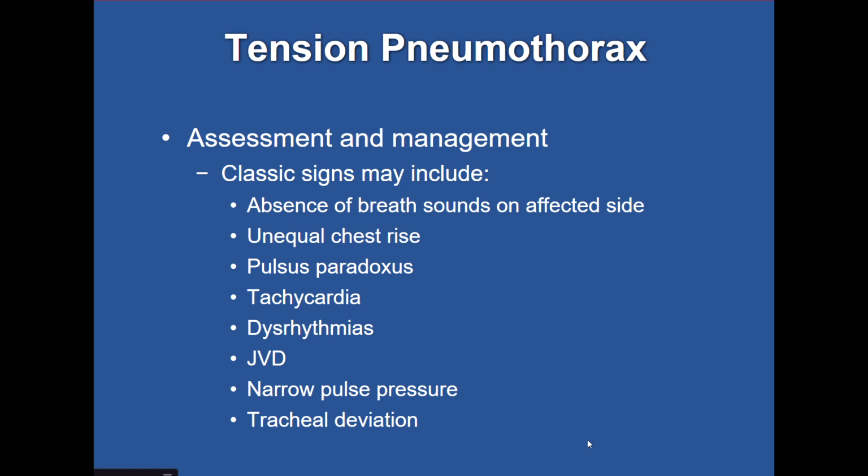Typically they have tachycardia as they're trying to compensate for their lack of oxygen. It can cause them to go into dysrhythmias as the heart becomes hypoxic. And you may see JVD, especially if there's no other bleeding involved. If there's other bleeding somewhere, then you may not notice the JVD because of the blood loss and the low BP. Pulse pressures tend to narrow, so the systolic starts to drop down toward the diastolic pressure. And like I mentioned before, tracheal deviation is a very late sign.